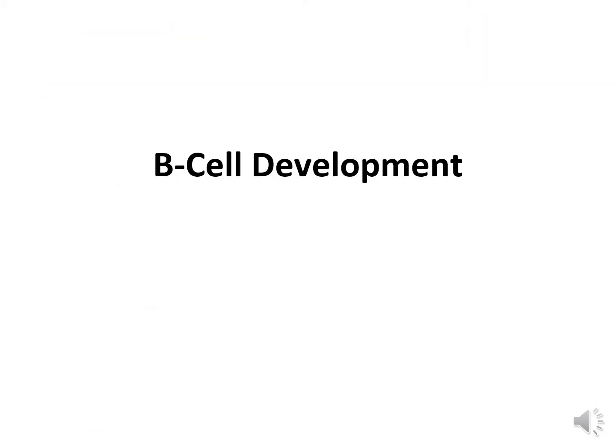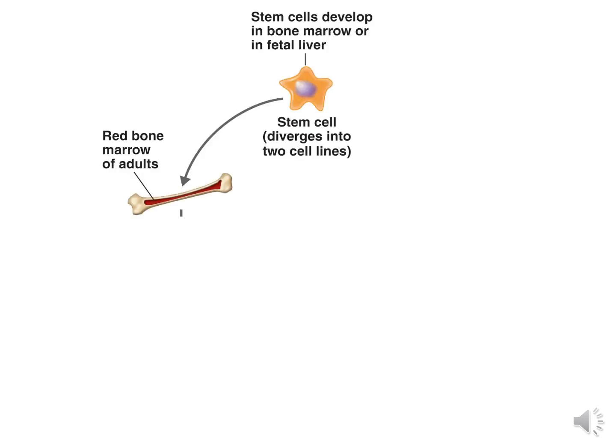The rest of the lecture is going to be over B cell development. B cells are important because they are the white blood cells that actually produce the antibodies. So I'm going to talk about where B cells come from, how they mature, and how they become activated to actually start producing antibodies. B cells, like all leukocytes, are derived from stem cells that are found in the red bone marrow. So that is where a B cell begins its life.